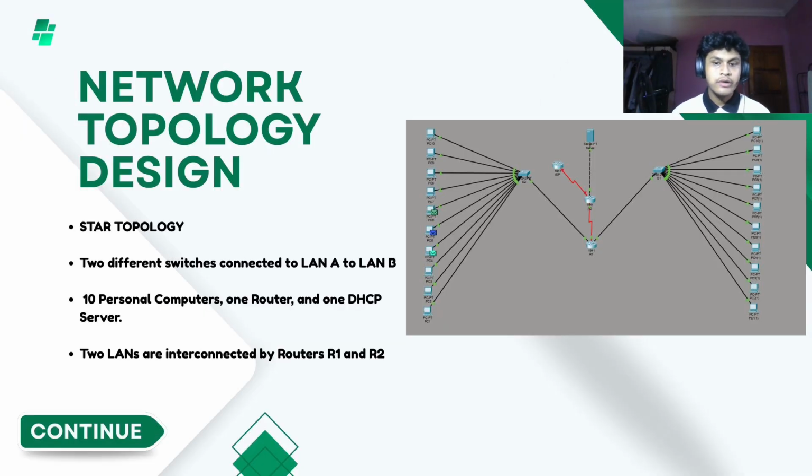Next, let's look at our network design. We use a star topology for this setup. We have two switches connecting LAN A and LAN B with 10 computers in each LAN, making 20 PCs in total. The network also includes one router and a DHCP server. Both LANs are interconnected through routers R1 and R2.